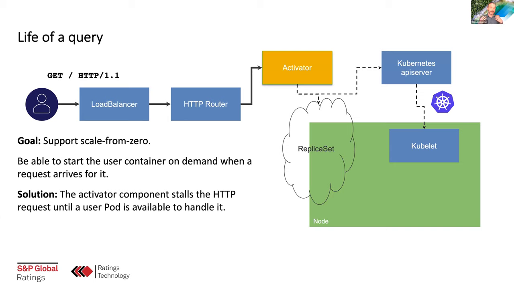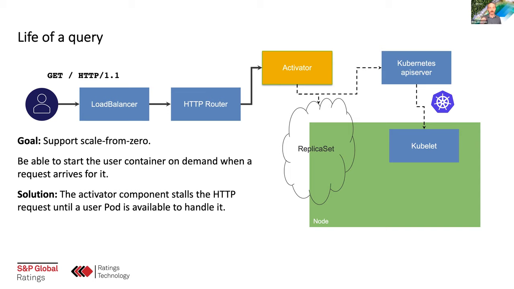So now, okay, that's all kind of nice ergonomics. How does that scale from zero thing work? Because there's nothing actually running. How can we count how many requests there are when a request comes in?